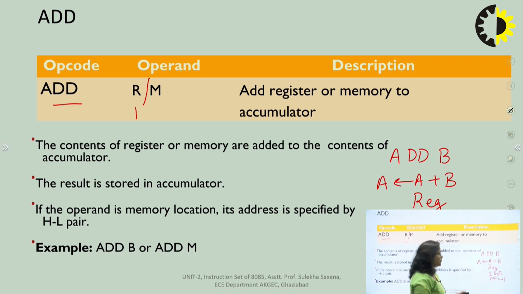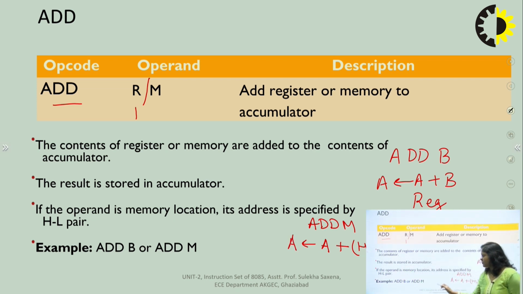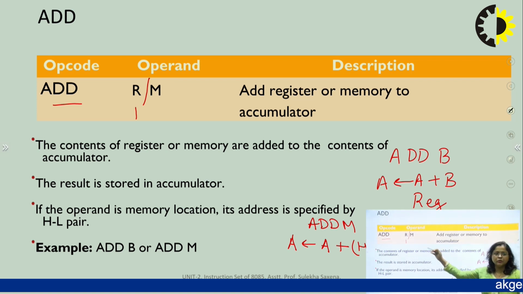If we take another example of memory location, that is ADD M, since the memory location address is pointed by HL pair, the content of the address specified in HL pair is added to accumulator and the result will be stored in accumulator. In this way the addition instruction will work, that is, by default it adds the second operand value to accumulator and stores the result in accumulator. In all the arithmetic operations, flag register will be modified.